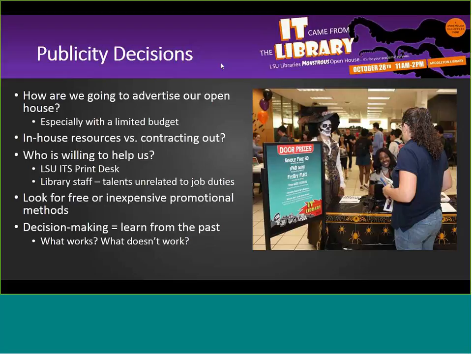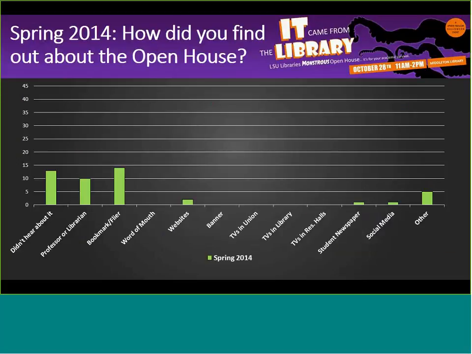So with the publicity, we learned each time what works and what doesn't work. We made mistakes along the way, and this helped us figure out how to improve from one year to the next. So in spring 2014, we asked the question, how did you find out about the open house? We wanted to find out what publicity was working. We didn't really have a lot of publicity that first year, and you can see the bookmark and flyer that we handed out was really the largest vote getter. This was how most people found out about our event.